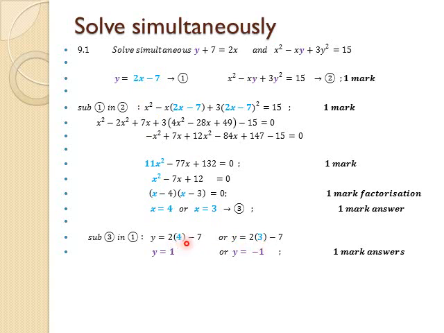So 2 times 4 gives me 8. 8 minus 7 is 1. 2 times 3 gives me 6. 6 minus 7 gives me negative 1. And 1 mark for the correct answer.